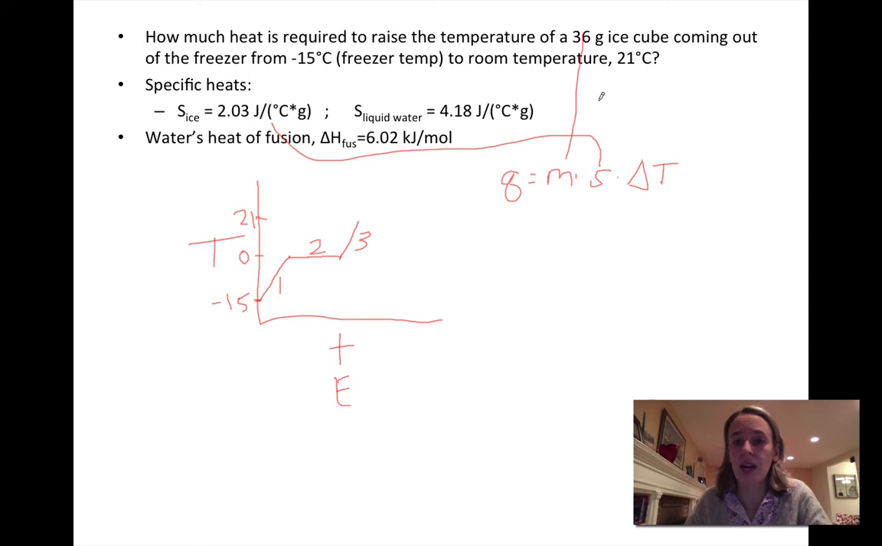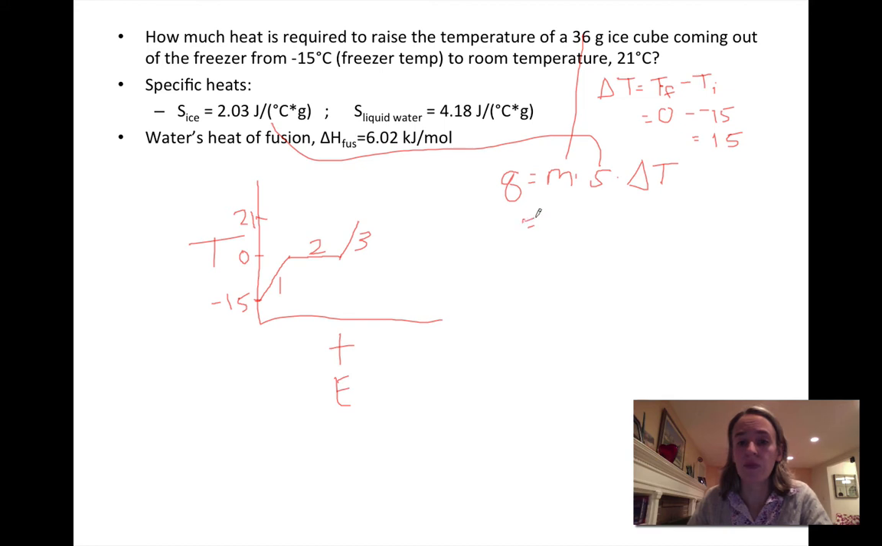And then recall that the change in temperature is equal to final temperature minus initial. It's important to get the signs right on here, so that's why I sometimes like to actually write out that formula. My final temperature, we're just talking about this one part of the heating curve from negative 15 to 0 degrees. So 0 degrees is my final temperature, negative 15 is my initial temperature, giving me a delta T of positive 15. So 0 minus negative 15, positive 15.